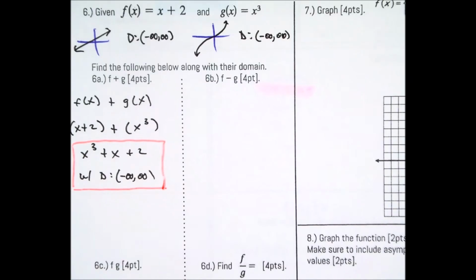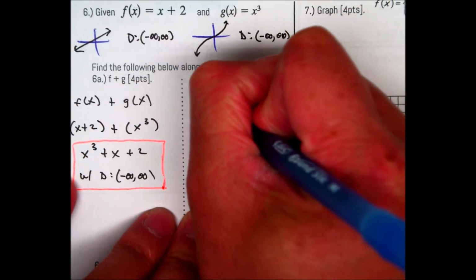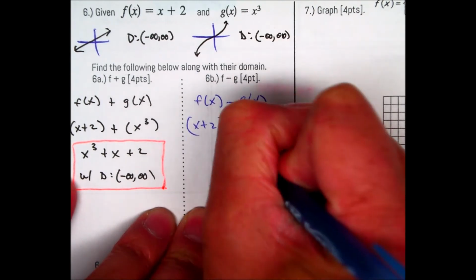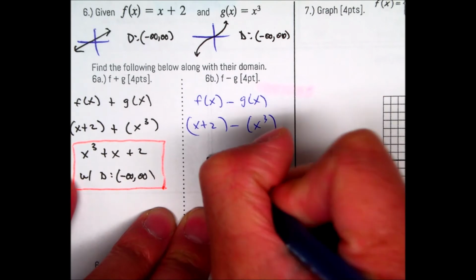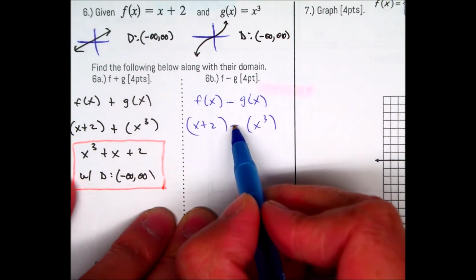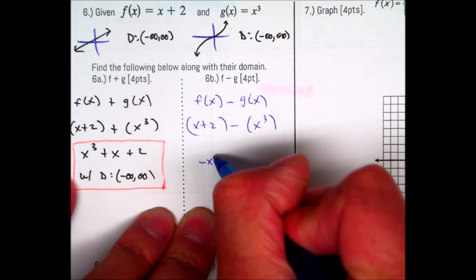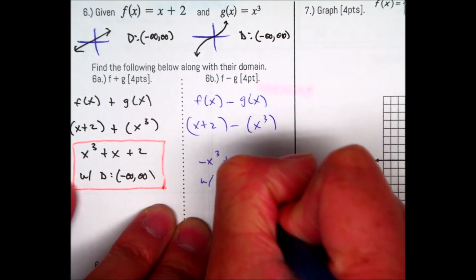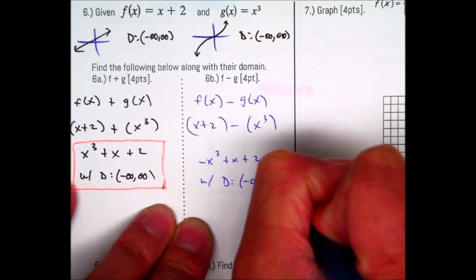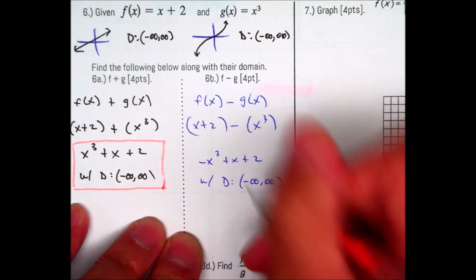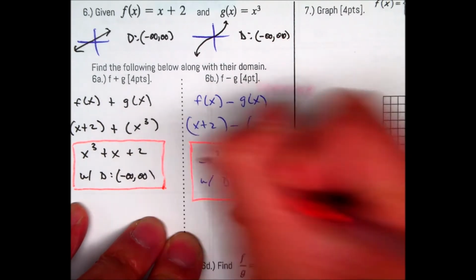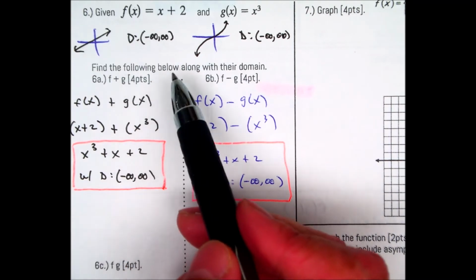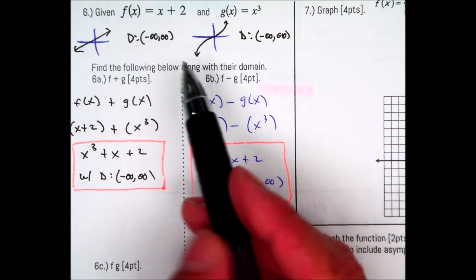All right, let's do a subtraction. Function f subtracted by the function g. So x plus 2 minus x cubed. And again, they're not like terms. Here I can distribute the negative, so this becomes negative x cubed plus x plus 2, descending order, with a domain of negative infinity to positive infinity. The only time that this is actually going to be different is if you have square roots, rational functions, division, which we're going to see in part D.